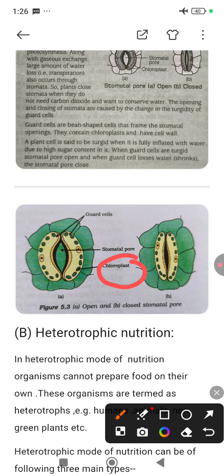A plant cell is said to be turgid when it is fully inflated with water. That means when water enters the guard cell, it swells up. At that time it is open, and you consider that the stomata is open. When guard cells are turgid, the stomatal pore opens, and when the guard cell loses water, at that time the stomatal pore closes.